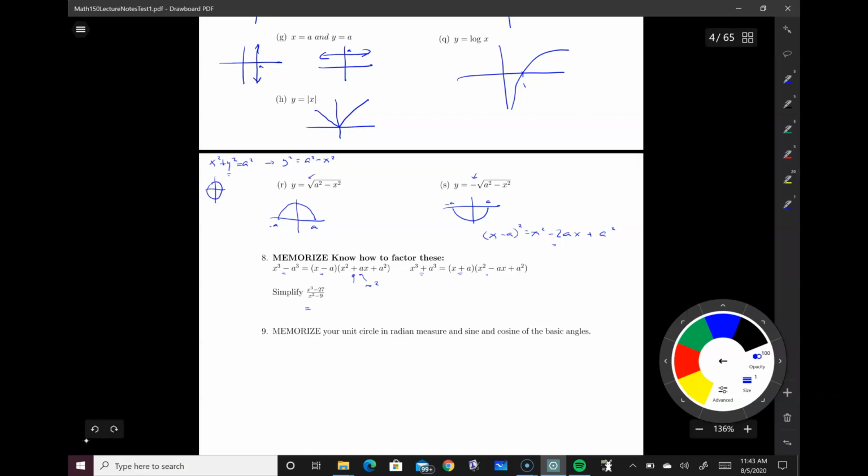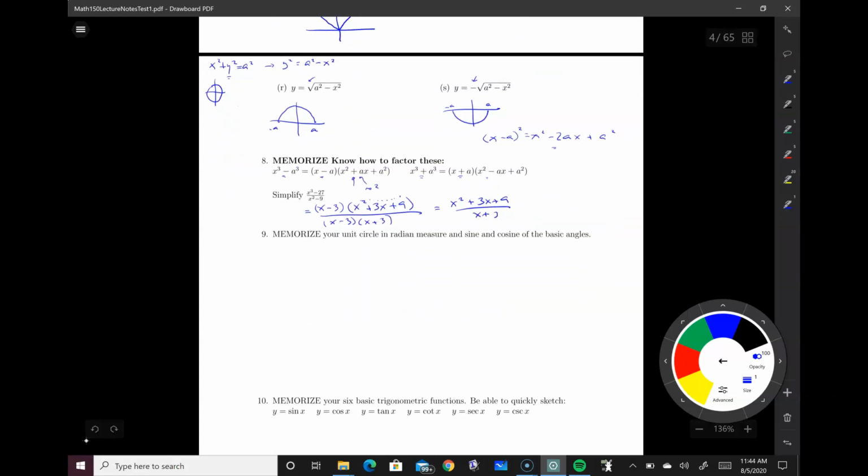All right, so we're going to get into situations where we're going to want to factor. So this would be x minus 3, x squared plus 3x plus 9, over x minus 3, x plus 3, recognizing difference of squares in the denominator. Canceling, I get x squared plus 3x plus 9 over x plus 3. So this numerator here cannot be factored anymore.